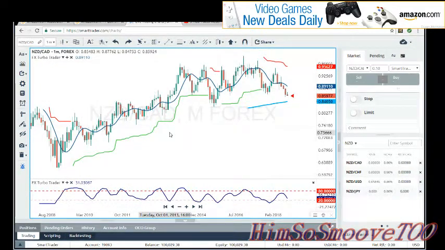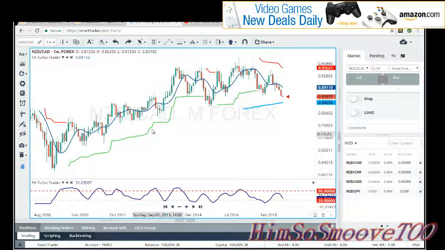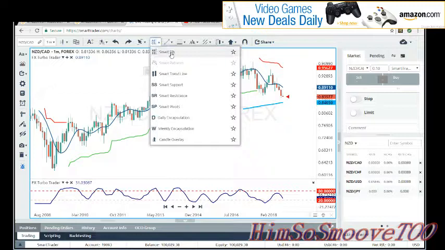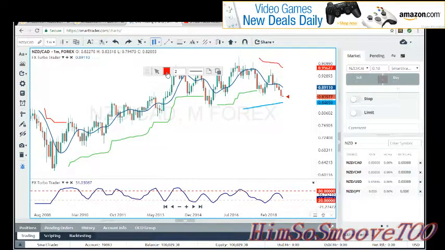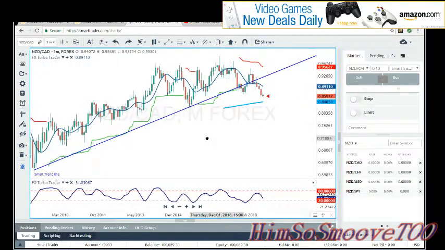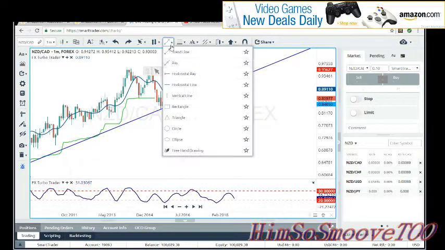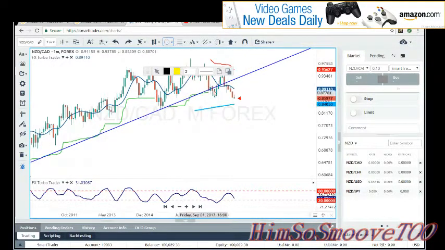So, we're looking at NZD CAD. We want to separate the market into a buy zone and a sell zone and find direction. This market has been in an uptrend, so let's bring in our trend line. We've got an uptrend line right there. This uptrend has been broken. You guys see that? Uptrend broken right there.